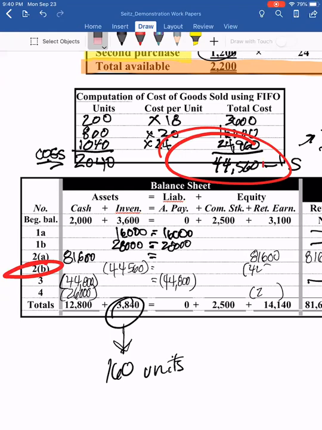But remember, companies do not have to actually match the physical flow of those inventory goods. They can cost for them in a completely different way. So I'm going to pause here and start a new video for the LIFO method.